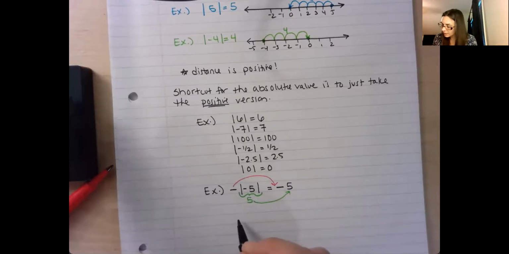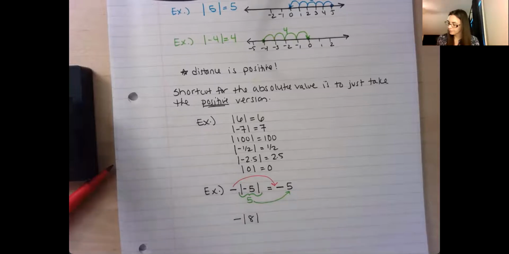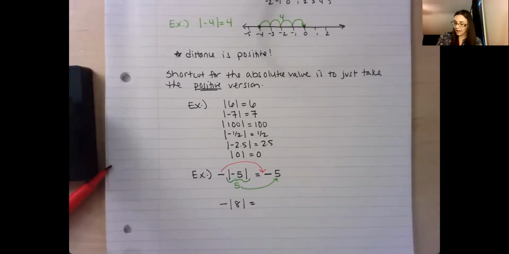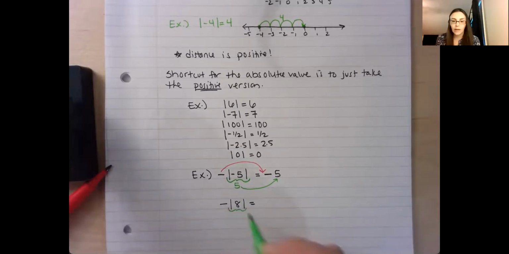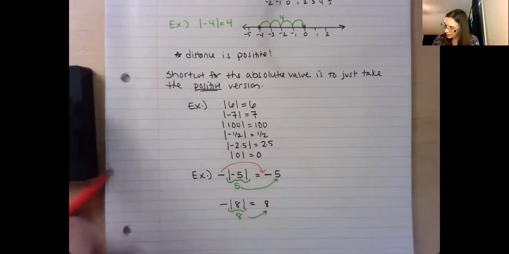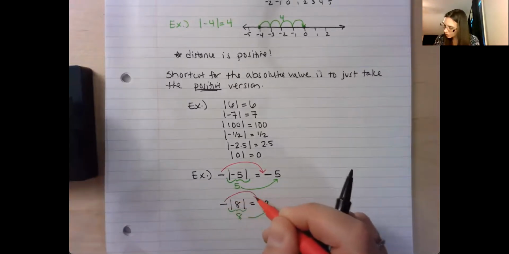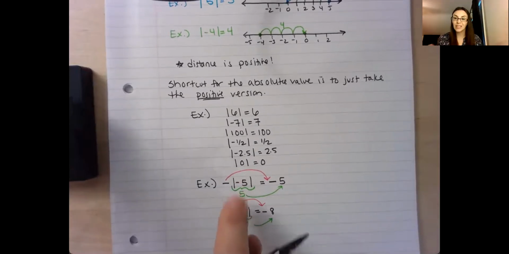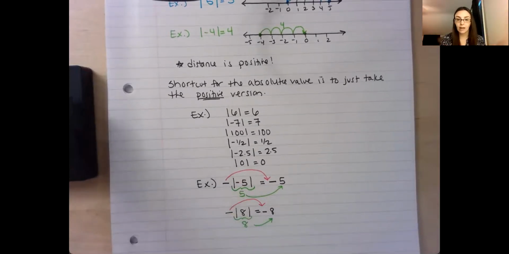Let's do one more like this. What about negative absolute value of 8? Again, that negative is on the outside, not on the inside. So I'm going to do the absolute value first. The absolute value of 8 stays 8. And then this negative on the outside just tacks along. So if you have these more complicated absolute value problems, you can still do it. You just want to take your time and simplify that first.